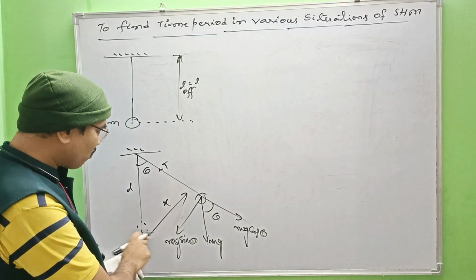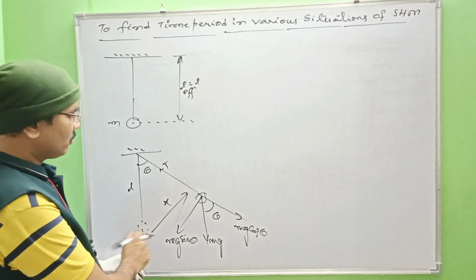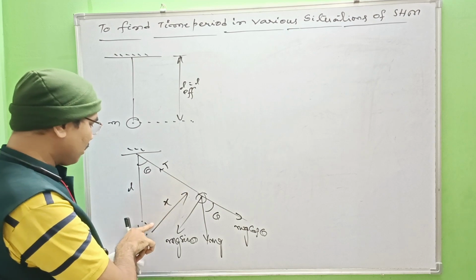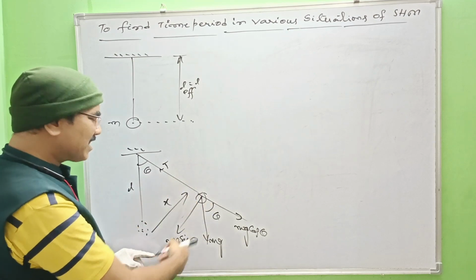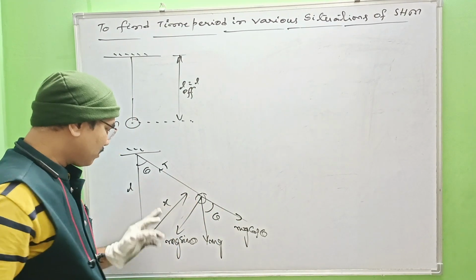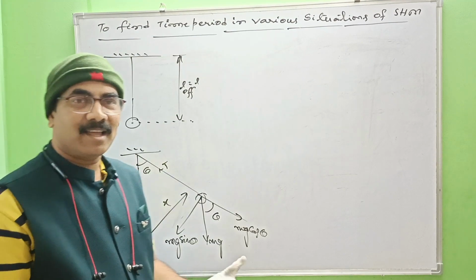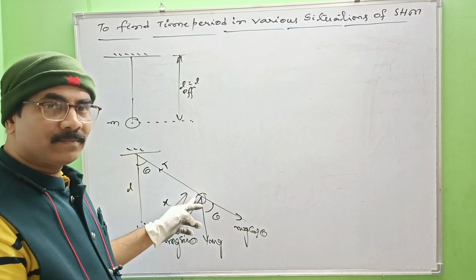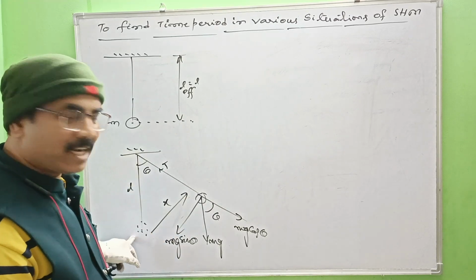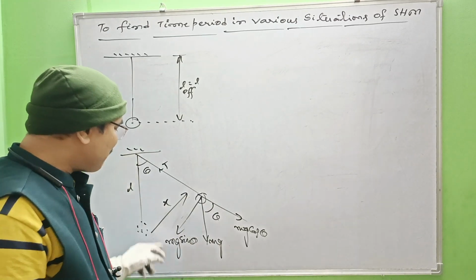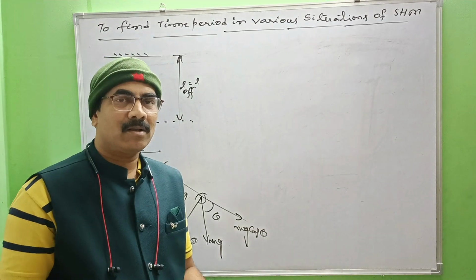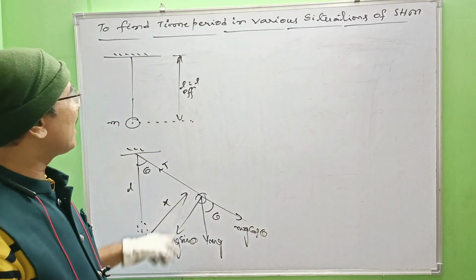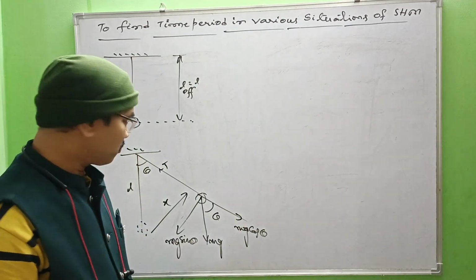Moreover, this is directed towards the mean position of the bob. See, mg sin theta is directed towards the mean position, but the displacement is rightwards. Mg sin theta is opposite to the displacement. So definitely mg sin theta tries to make the bob get back to its initial position. That's why this mg sin theta serves as the restoring force for the bob, right?